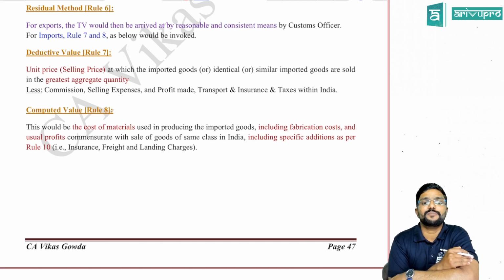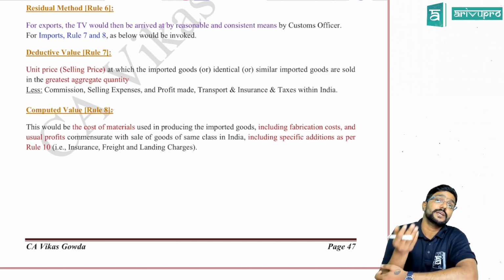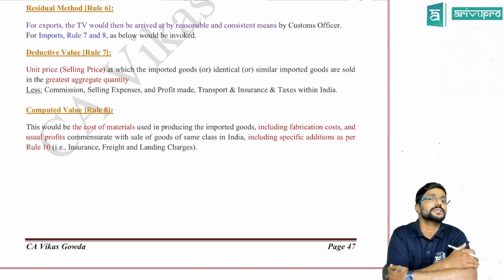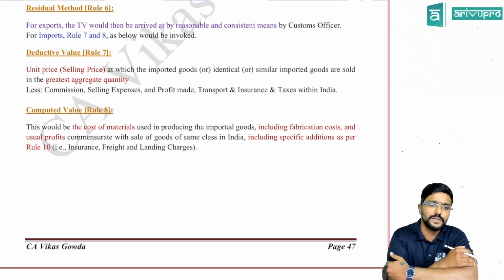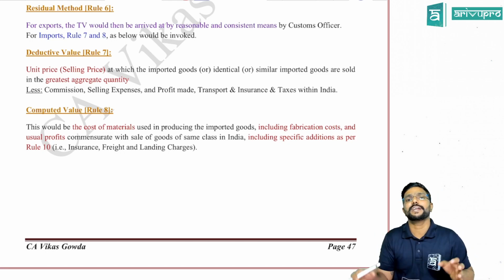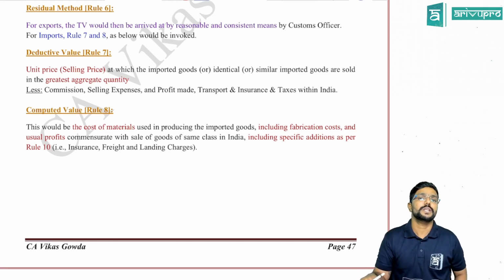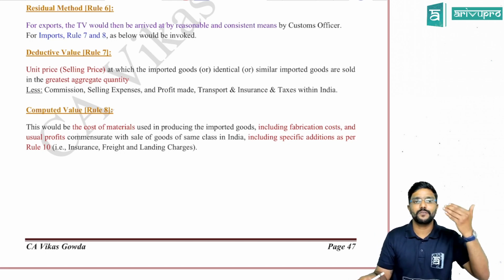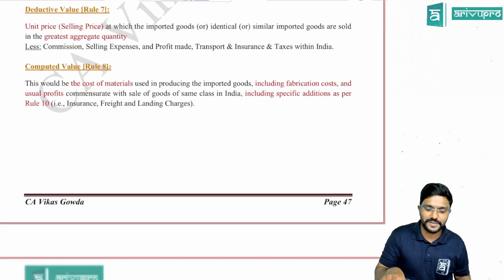Then coming to computed value, which is rule 8. This would be the cost of material used in producing the imported goods. It means it is not manufactured here, but if the same goods were manufactured here, what is the cost of the raw material used in the manufacture of those goods? Including fabrication cost as well as profits will be considered, and including rule 10 items, that is freight and insurance. Whatever value we get will be the transaction value to levy import duty. And we have to follow these rules in sequence only.